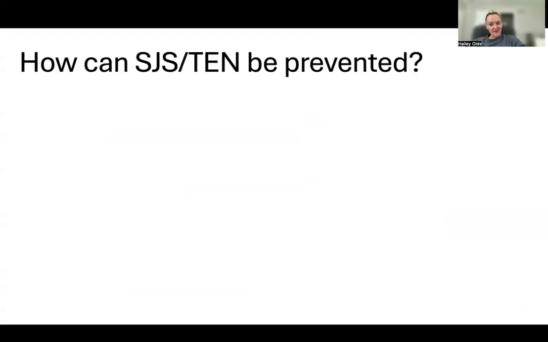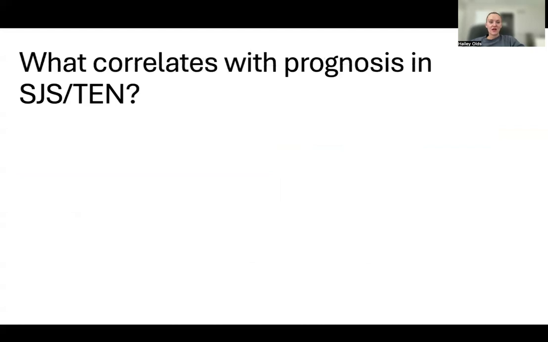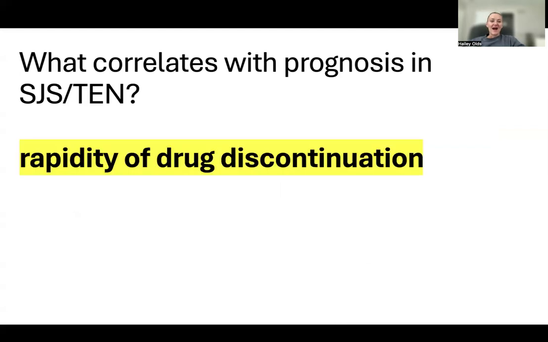How could you prevent SJS or TEN? So in East Asian populations, they should be screened for this HLA type before starting carbamazepine. And patients that are potentially receiving abacavir should be screened for this HLA type as well. What correlates with prognosis in SJS and TEN besides the SCORTEN? So how fast you stop the drug.